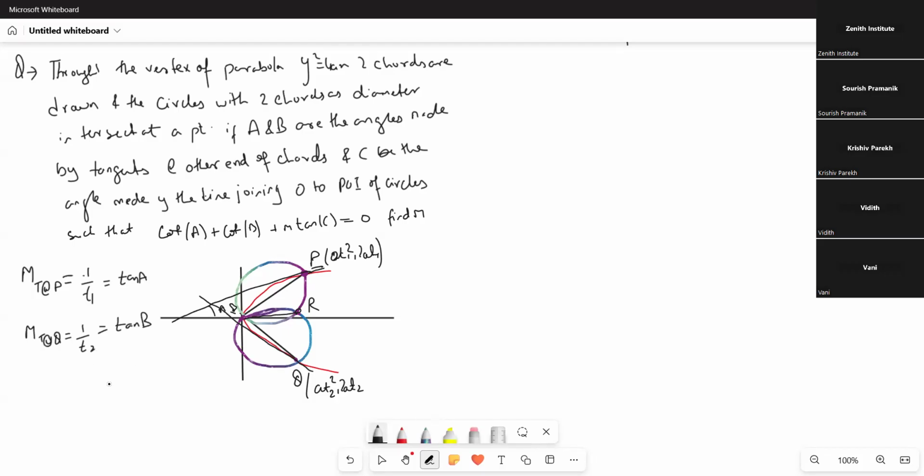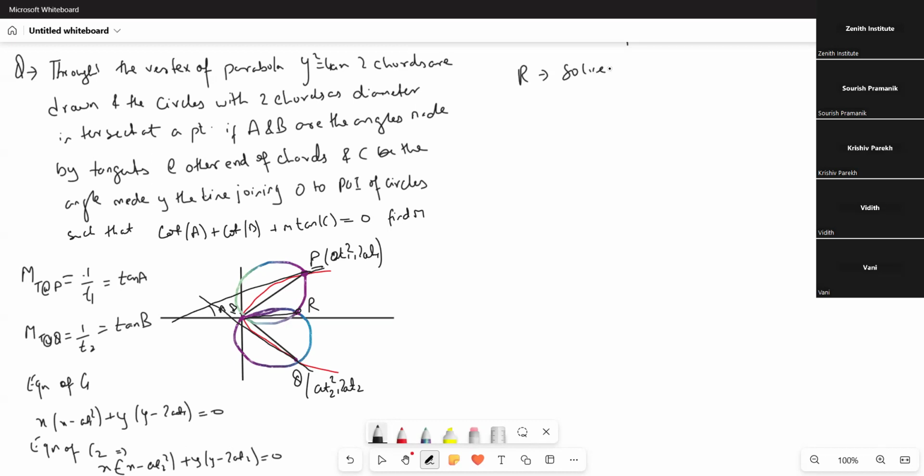Okay, अब R निकालना है. तो R के लिए equation of the first circle. तो O point origin है. So x into (x minus at1 square) plus y into (y minus 2at1) is equal to 0. And equation of circle C2 similarly would be x into (x minus at2 square) plus y into (y minus 2at2) equal to 0. So R के लिए we solve the two circles simultaneously.